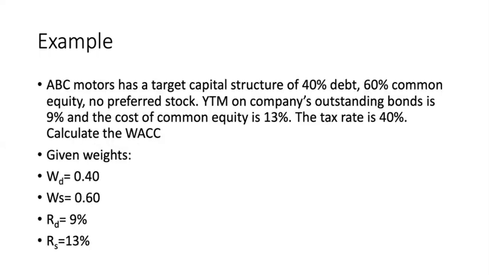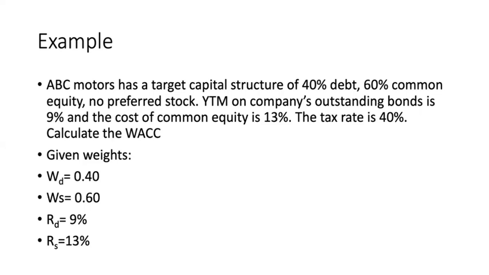Let's look at another example. ABC Motors has a target capital structure of 40% debt, 60% common equity, and no preferred stock. The yield to maturity on the company's outstanding bonds is 9%, and the cost of common equity is 13%. The tax rate is 40%. So we have to calculate the WACC.